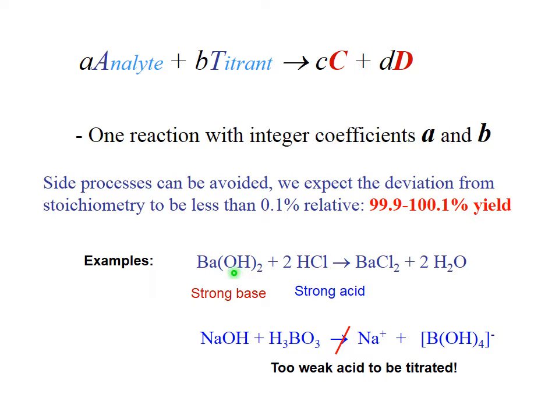Example of such a good reaction: strong acid reacts with strong base. Coefficients are whole numbers. Example of a bad reaction: strong acid reacts with weak base, but the reaction cannot go completely to the right. The acid is too weak to be titrated.